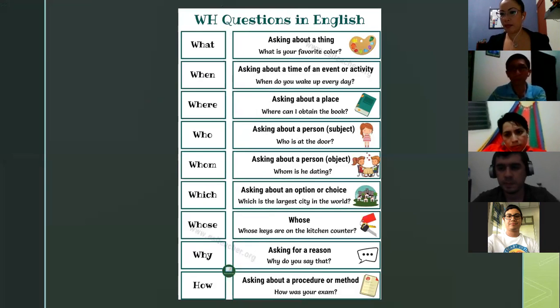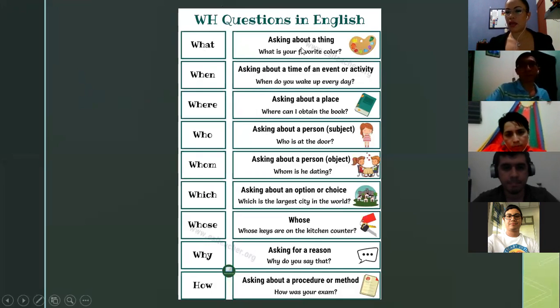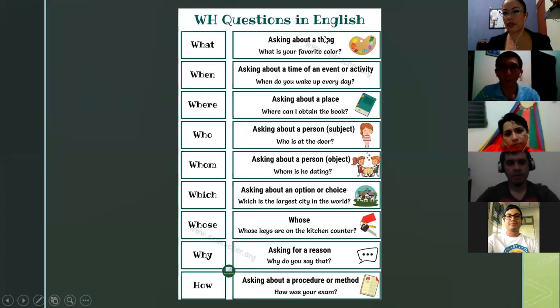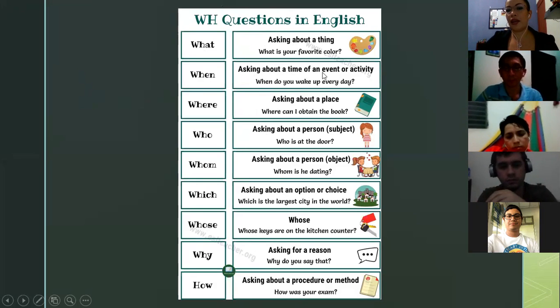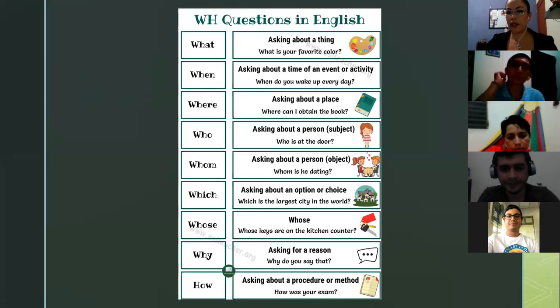Here we have some examples on how to use these words. For example, what is asking about one thing. What is your favorite color? A color is one thing, right? So we use what. When is when we need to ask about the time of an event or activity. For example, when do you wake up every day? Where is to ask about a place. For example, where can I obtain the book?